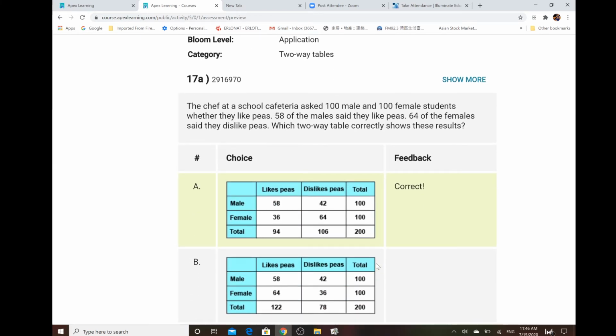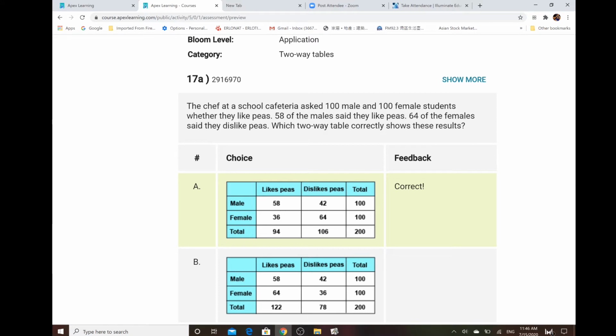So now, what happens once you deal with a table? This one is like a conditional probability again. The chef at the school cafeteria asked 100 male and 100 female students whether they like peas. 58 of the males said they like peas, and 64 females said they dislike peas. Which two-way table correctly shows this result? So 100 male, 100 female.